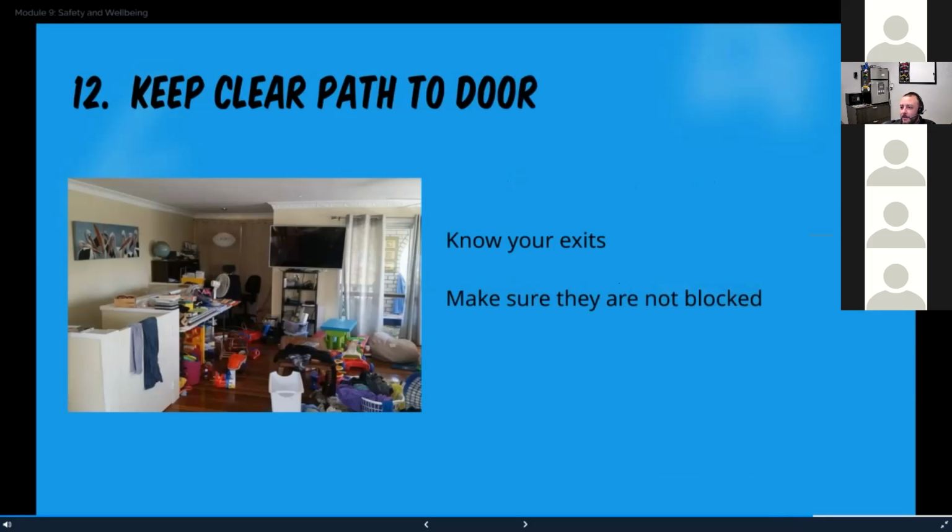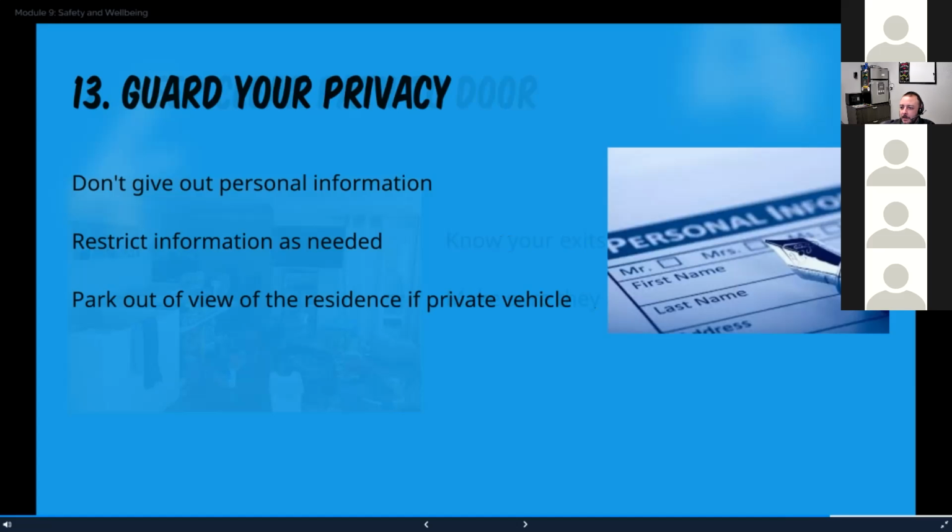All right. Keep a clear path to your door. Know your exits. Make sure they're not blocked. Some obvious stuff. Guard your privacy. A little bit harder in smaller towns because everybody knows everybody. But definitely, just give them your first name or just your last name. Restrict as much information as needed. You don't want a stalker around your house.